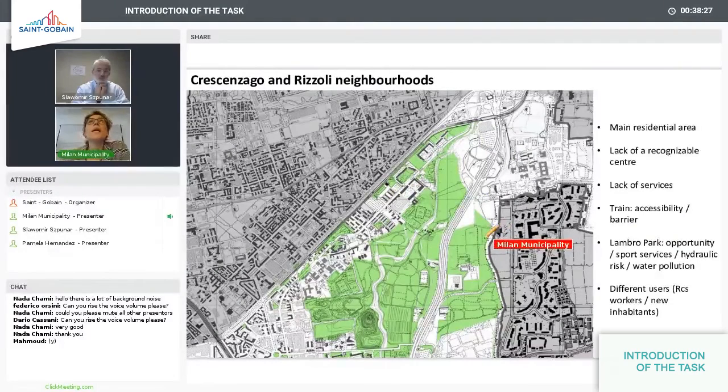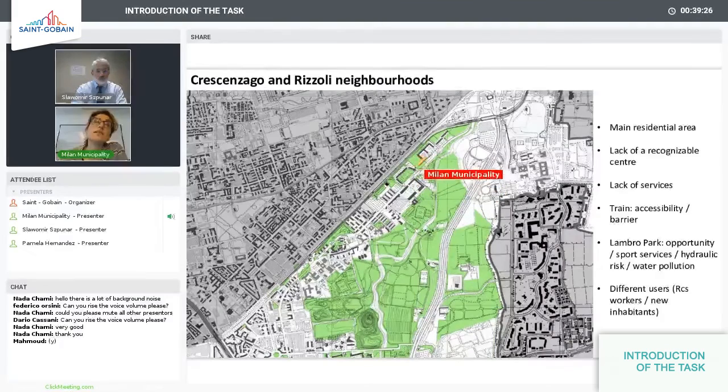Okay, a closer picture. As you see, all the area is a main residential area. But we can see that there is a lack of a sort of recognizable center. The area of Crescenzago and Rizzoli, Crescenzago is the southern part, Rizzoli is the upper part, is cut by the metro, which is not underground here, but is a sort of urban train. And you can see here that there is a historical urban tissue, which is different from the other part. If here it's easier to find some places with shops and a sort of urban life, in this part it is definitely less easy.